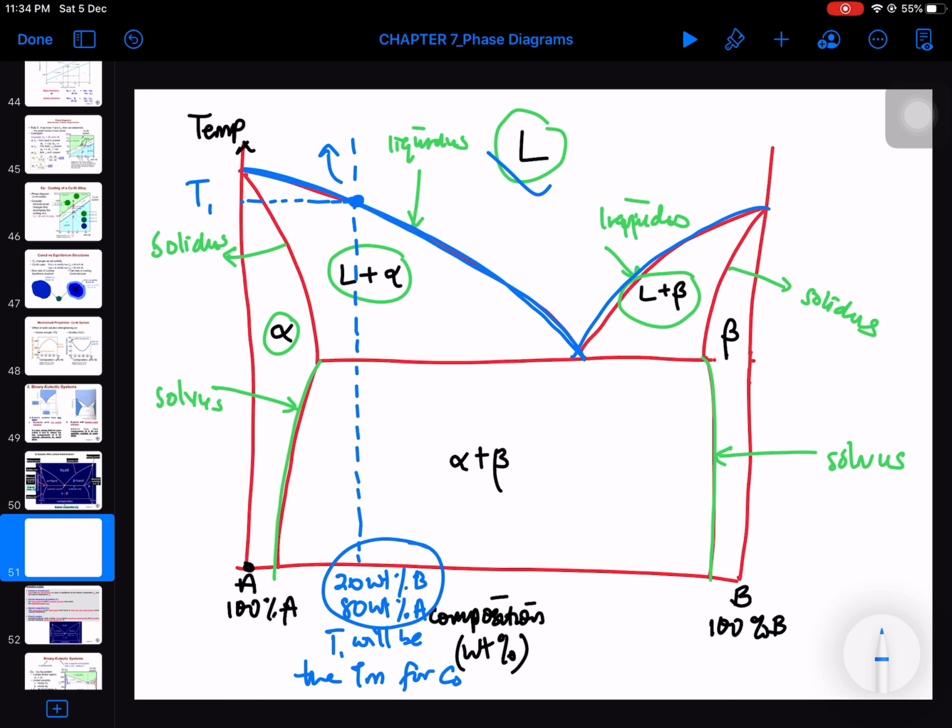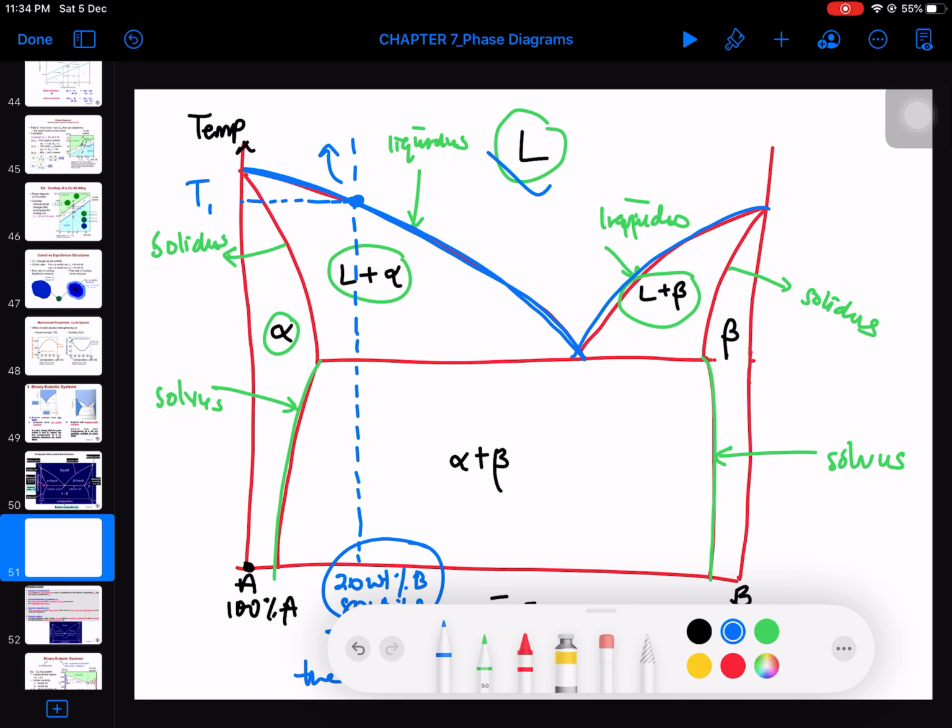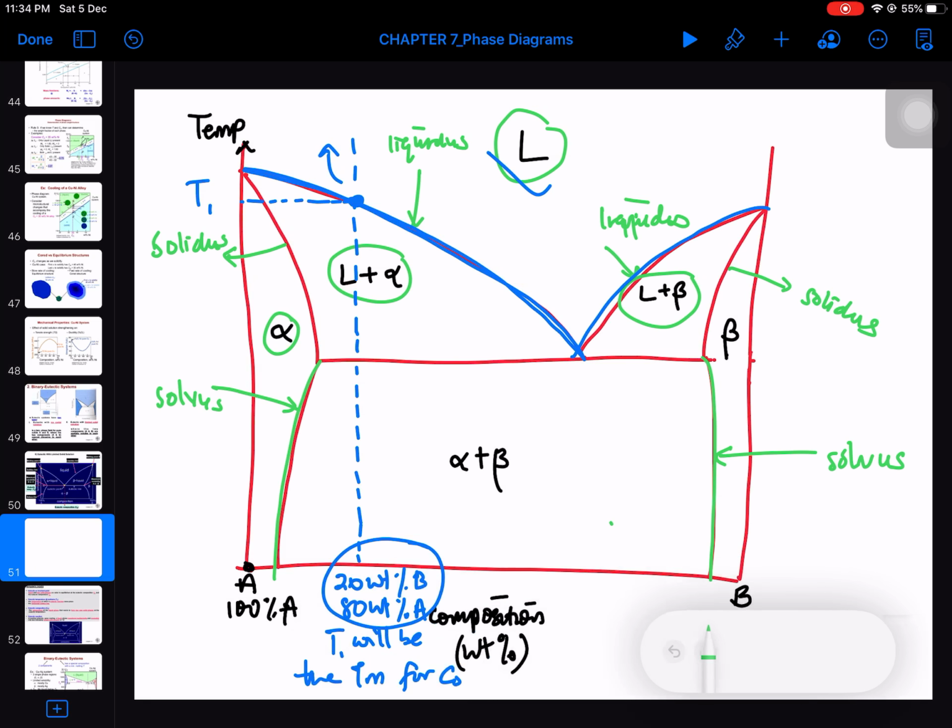If we have a different composition, let's say another alloy here, at this point it's 80% B, because it's closer to 100% B, and at this point it's 20% A. The melting point for the alloy that consists of 80% B and 20% A is this temperature here.